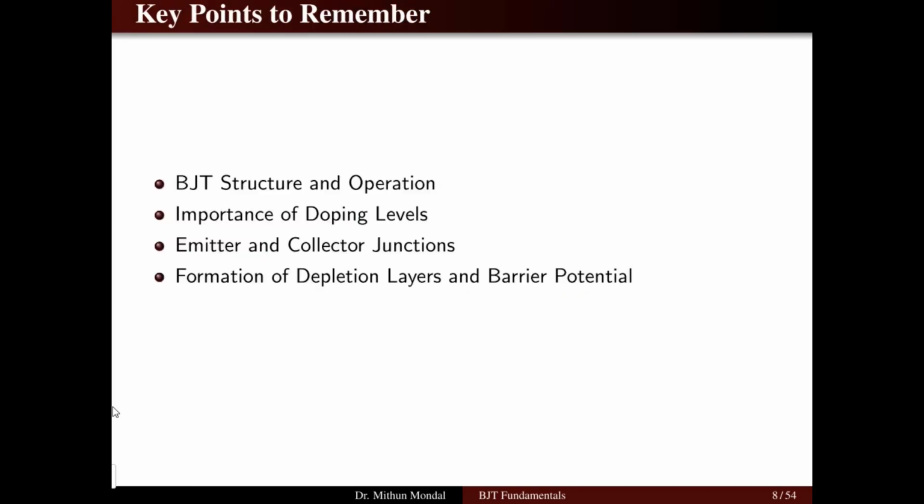So the key points that we have discussed and which need to be remembered are the basic BJT structure and its operation. What is the importance of the doping level? Doping, as we have discussed in detail, is the addition of impurities, generally pentavalent and trivalent impurity atoms. And what are the emitter and the collector junctions in the BJT, how the depletion layers are formed, and what is the concept of barrier potential.